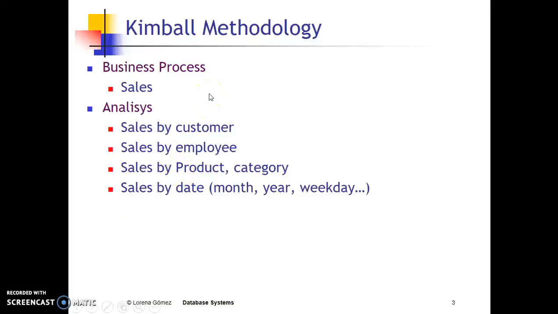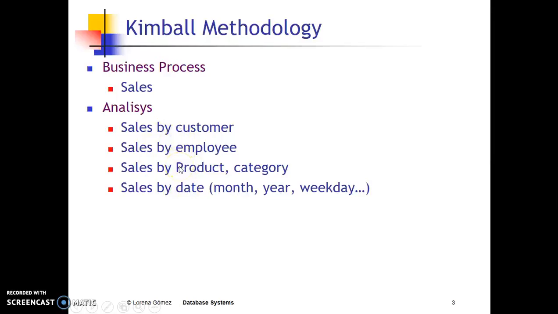And since we are analyzing sales, the methodology defines first the business process, which in this case is sales. And we want to analyze the sales by customer, the sales by employee, the sales by product and category, and the sales by date. We will be validating that our model can get all this information.